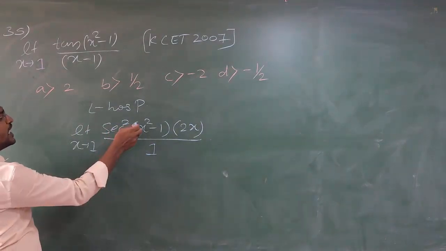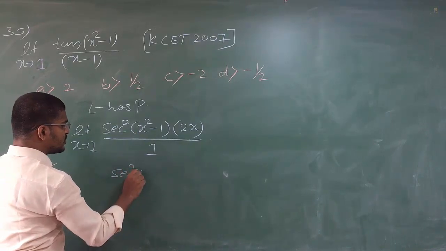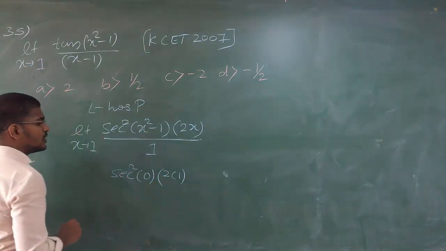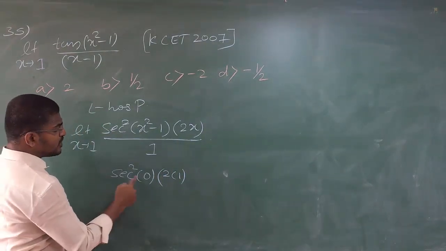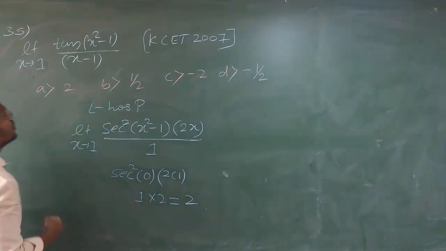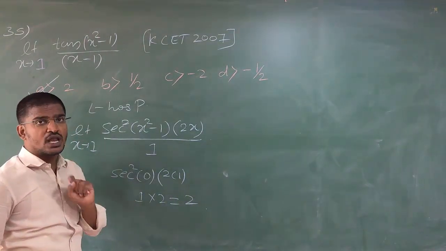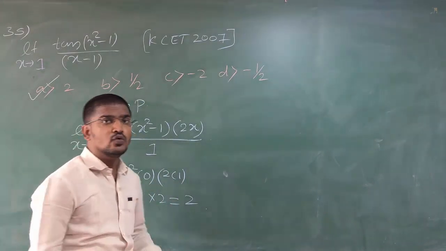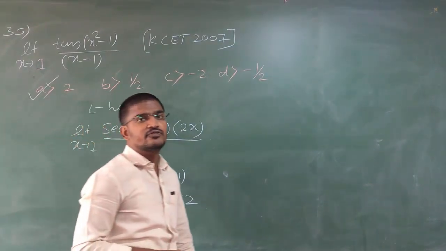If I put x as 1, it will be secant square of 0 into 2 into 1. Clear? Secant square of 0 is 0. Sorry, secant square of 0 is 1. 1 into 2 will be equal to 2. So your answer is 2. Clear? Because sec 0 is 1, 2 into 1 will be 2. Therefore, your answer is 2 for problem number 35.